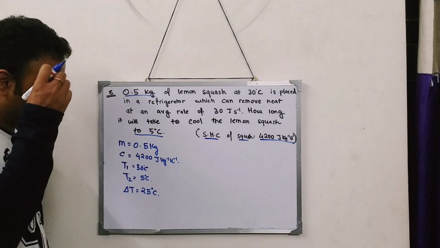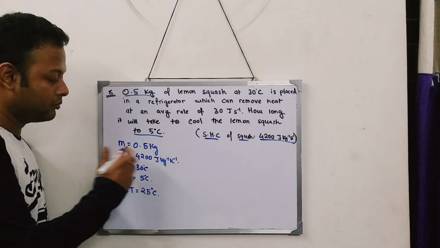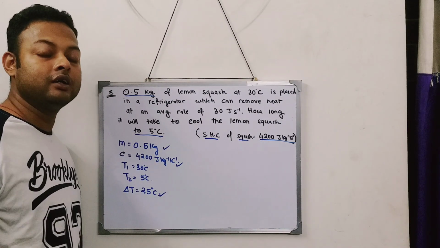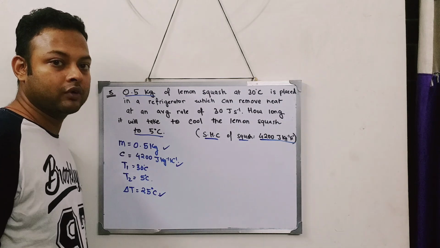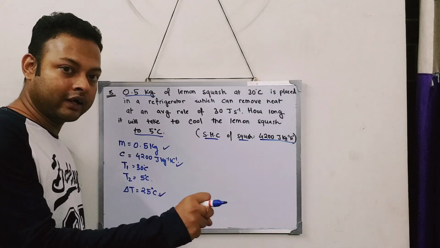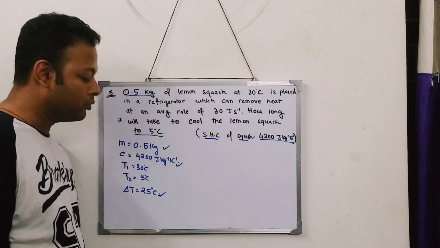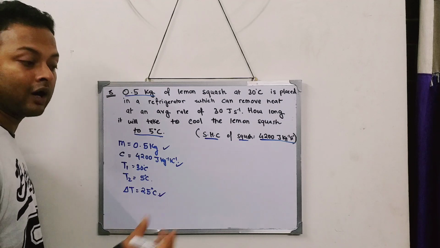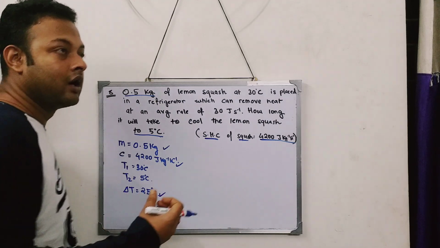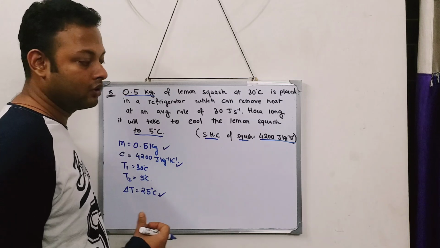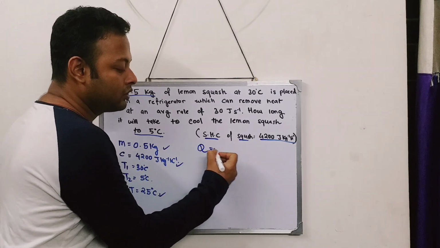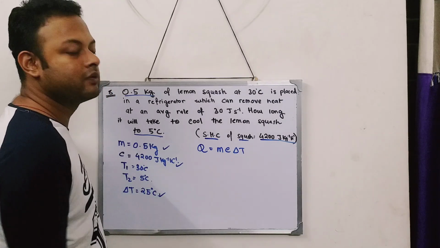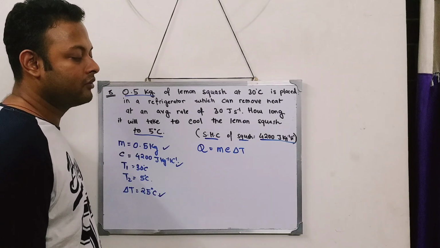Now, by these values, what will I come to know? How much heat needs to be extracted from the lemon juice to bring it from 30 degrees to 5 degrees? How much heat do I require to take out? I can get it by this formula: Q is equal to m c delta T. Here m is mass, c is specific heat capacity, and delta T is the difference in temperature.